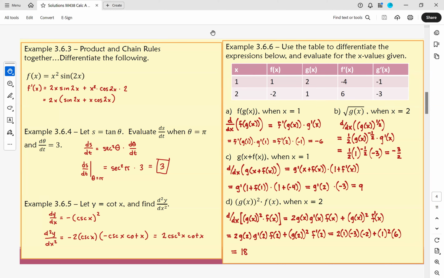Okay, this is the video for fifth period Trig Calc A. We're gonna finish up the last page of the notes for chain rule. Here we go. Example 363.